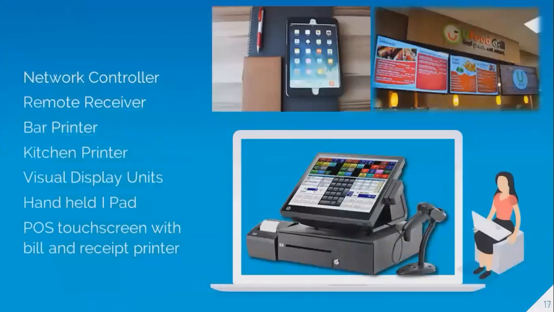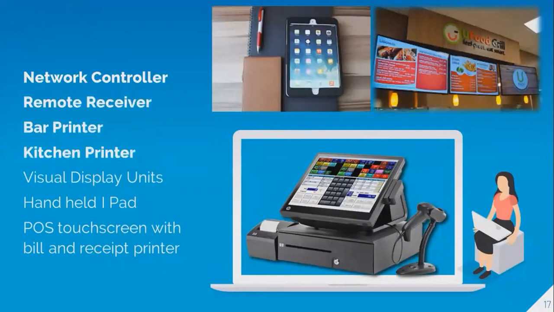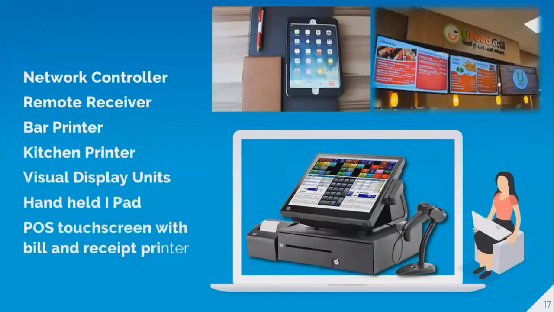Now, when we are talking about taking orders, you will find few digital gadgets around. Those are mainly, we have something called as network controller, remote receiver, bar printer, kitchen printer, visual display units, handheld iPad, point of sale touchscreen with bill and receipt printer. So what you see here to my right is point of sale touchscreen with bill and receipt printer. This is your handheld iPad and this is your visual display units. Bar kitchen printers will look like this.